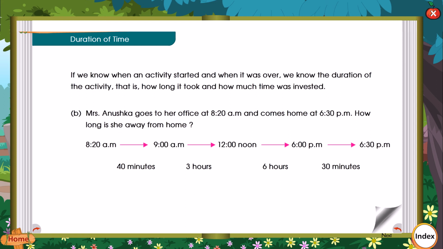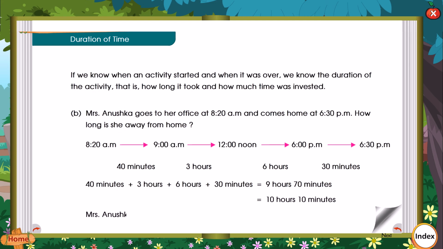6 p.m. to 6:30 p.m. is 30 minutes. 40 minutes plus 3 hours plus 6 hours plus 30 minutes is equal to 9 hours 70 minutes, which is equal to 10 hours 10 minutes. Mrs. Anushka is away for 10 hours and 10 minutes.